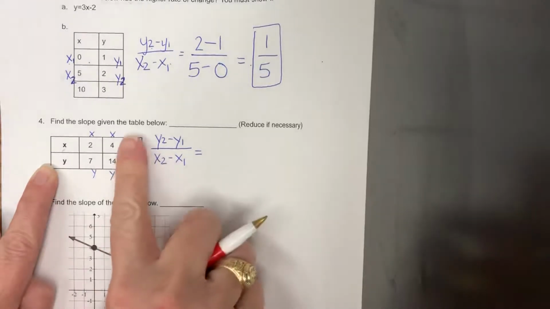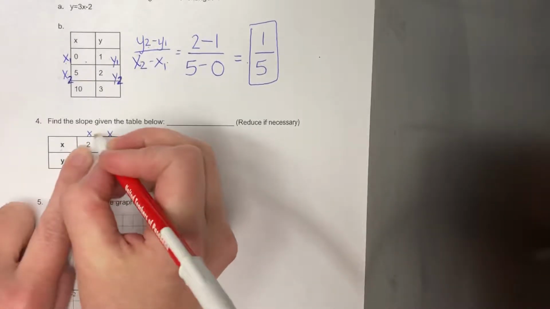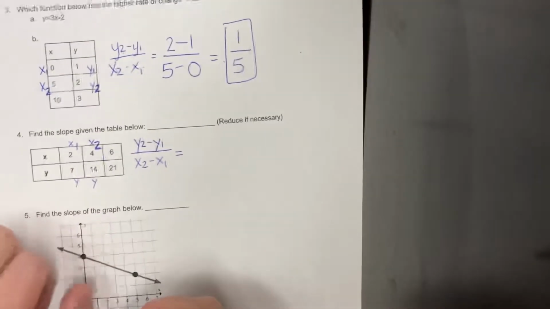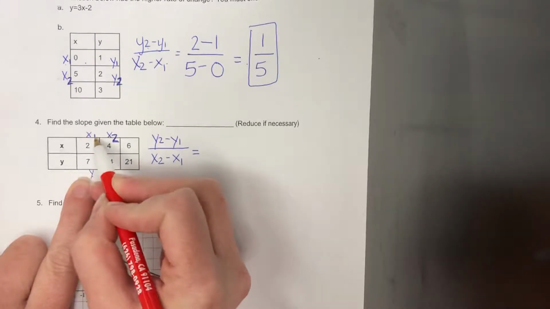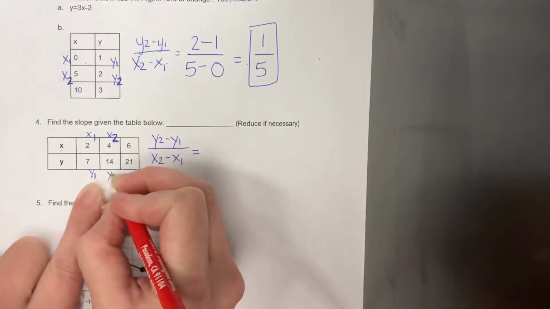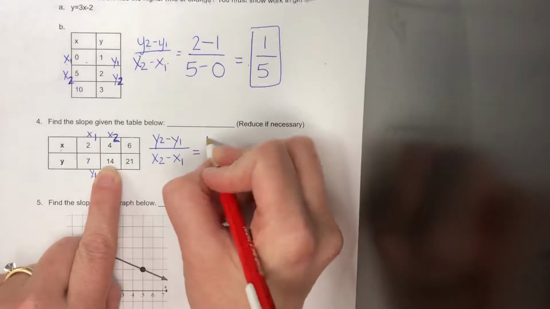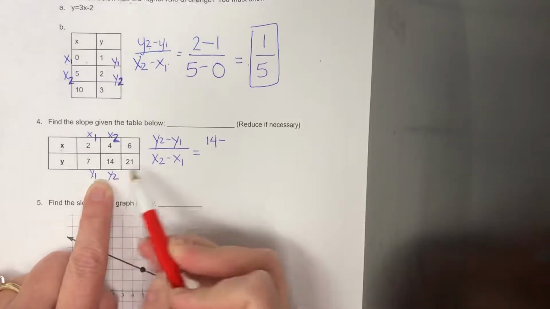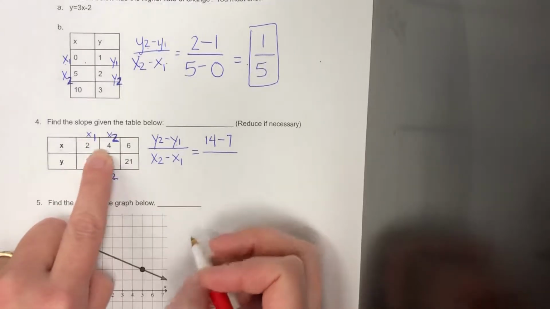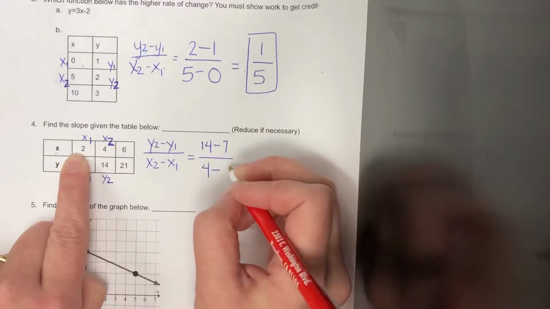I only need 2, so one of them is extra, depending on how you label. One of the x's needs to have a 1, one of them needs to have a 2. The y that goes with the x that has a 1 will also have a 1, and the y that goes with the x with a 2 will also have a 2. And now we just plug in. So y2 is 14 minus, be really careful, where is y1? It's right here, 7. X sub 2 is 4 minus, because that's in our formula, x sub 1 is 2.